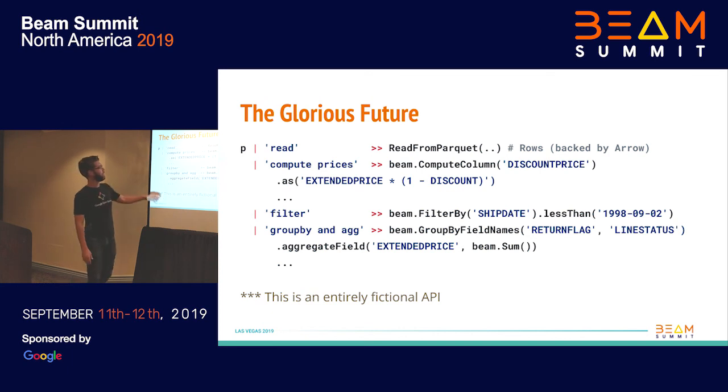But the idea is, you would read from Parquet, and this would produce a PCollection of rows, and those rows would just be views into your Arrow buffer. And then you would pipe that into all these schema-aware transforms. Compute column adds the extra computed columns, filter by does the filtering, group by does the aggregations. All of these transforms would be aware of rows and also of Arrow. So you'd be able to do optimized computation on the actual Arrow buffer.